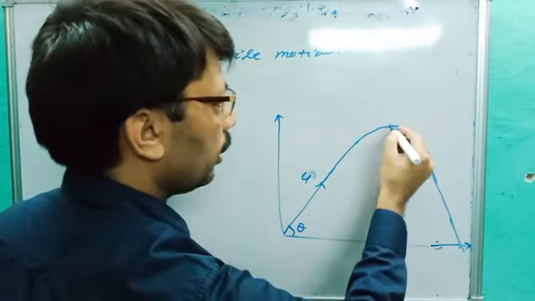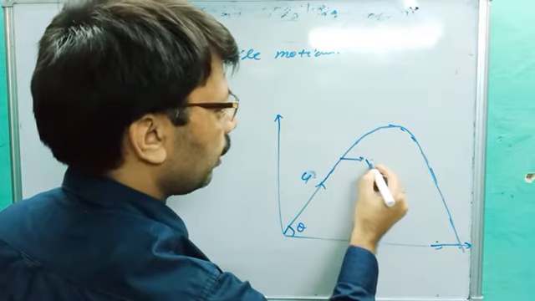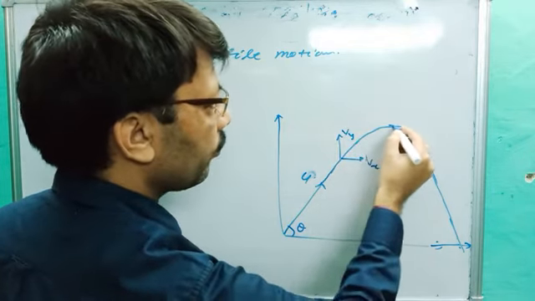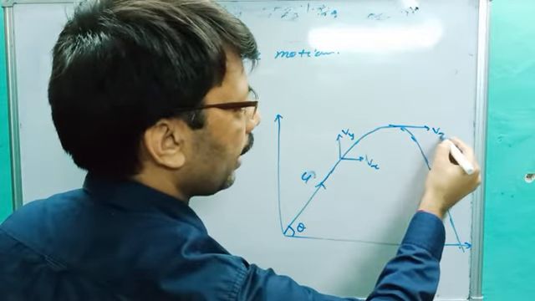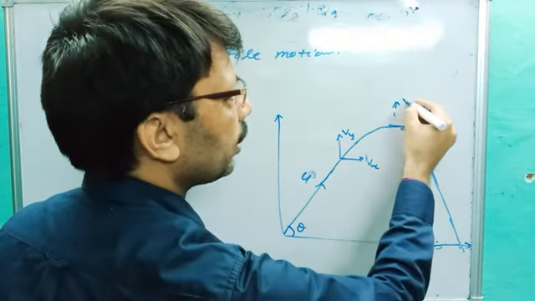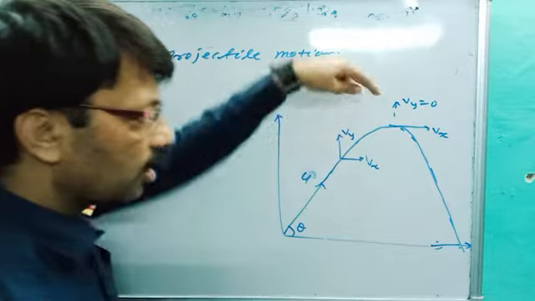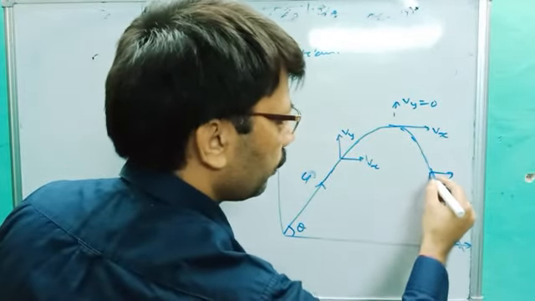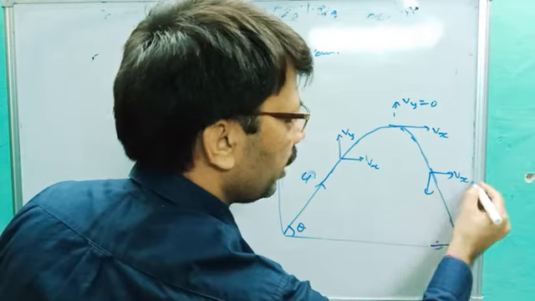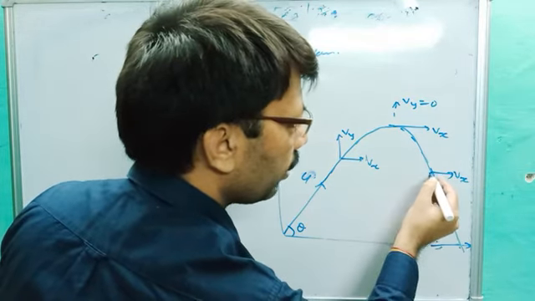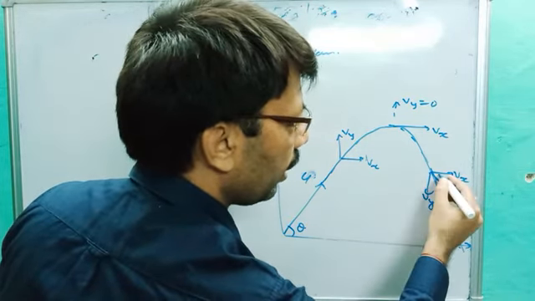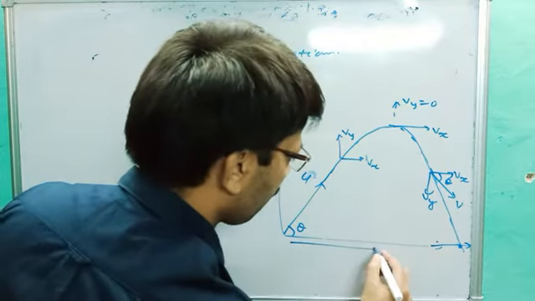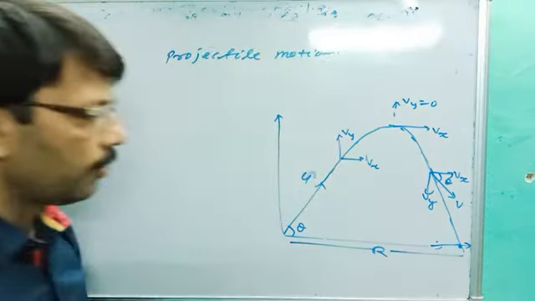Here the velocity becomes Vx, and Vy the final velocity. Here Vx and Vy, you better know Vy is equal to 0, because at the top the vertical velocity becomes 0. Again this velocity is Vx and Vy, the resultant velocity is V, and this angle is theta, and it will hit the Earth. That range is capital R. Are you getting the point?